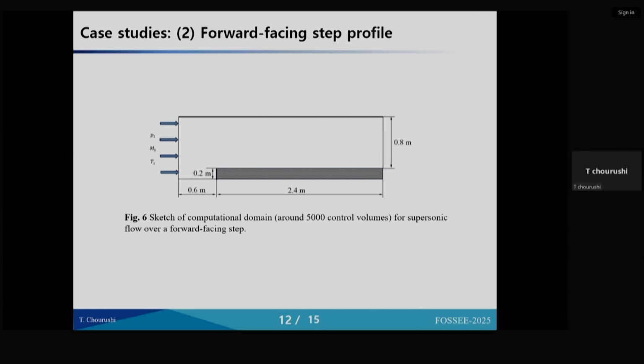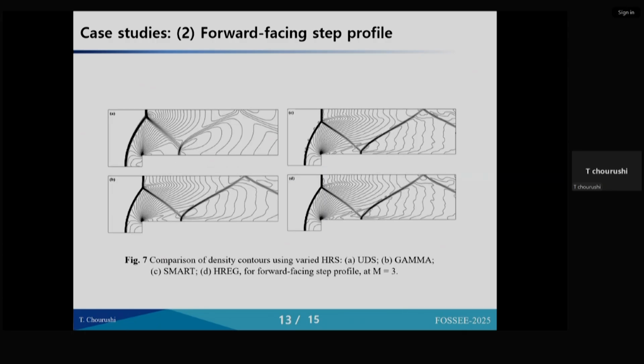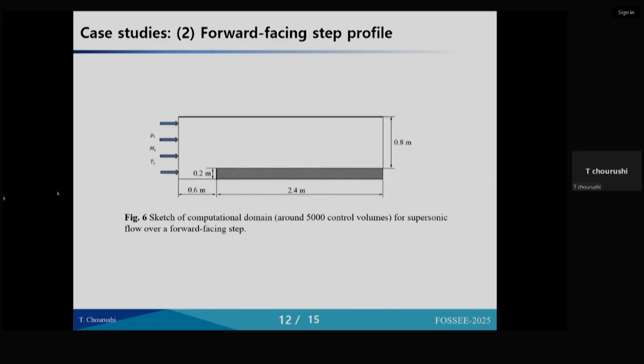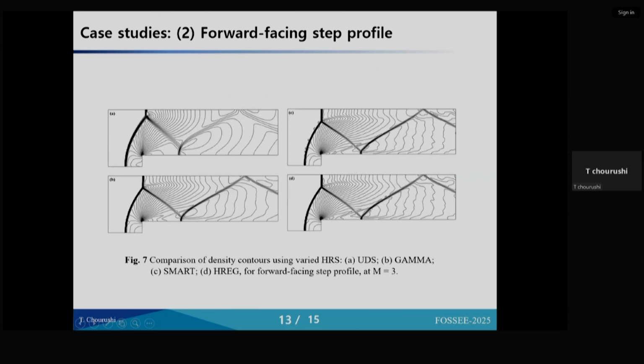The gas enters at Mach 3 and comes across one small obstacle, which is 0.2 meter high. This obstacle is a sudden jerk in the fluid flow, so it will give rise to an oblique shock, which gets detached because we have a height. This detached bow shock we will see, and we try to capture it using different numerical schemes.